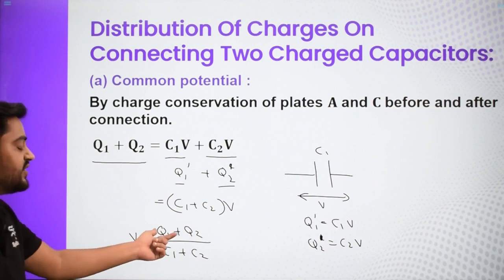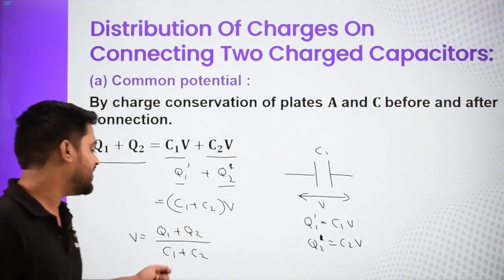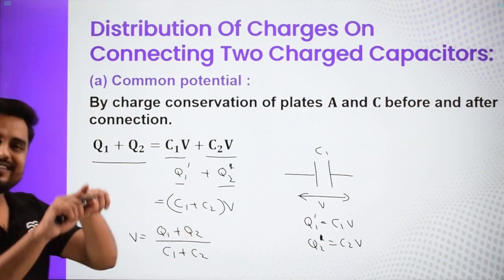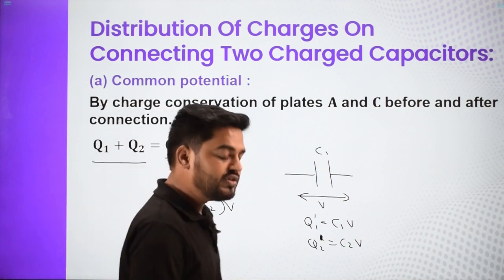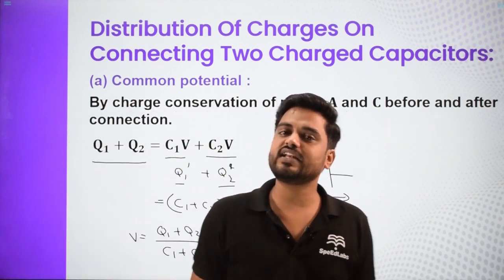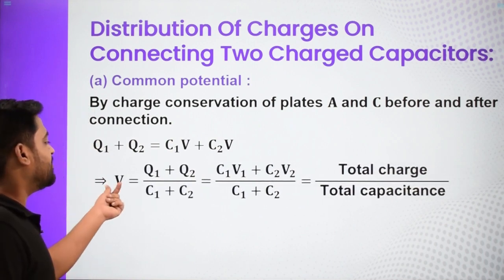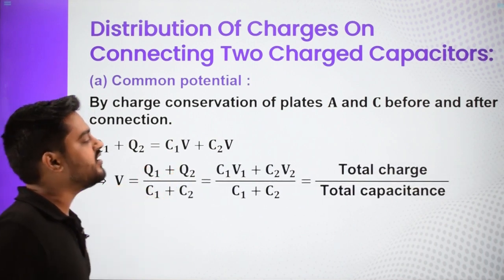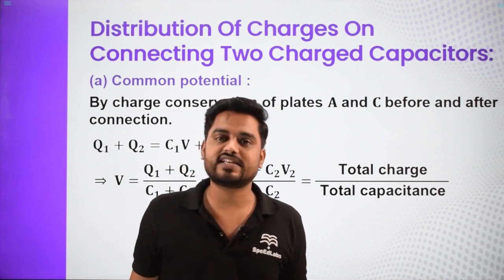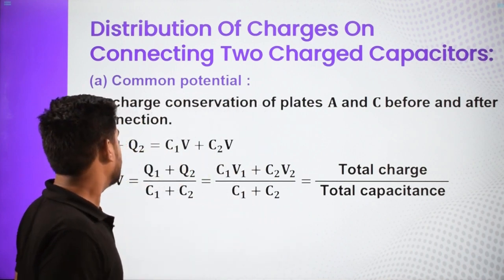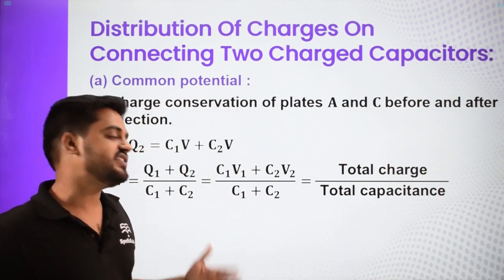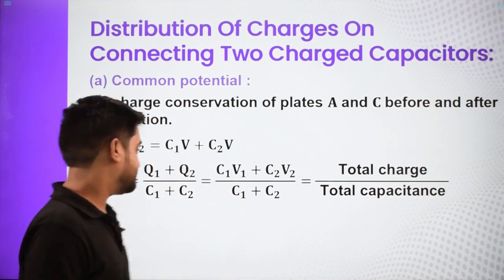Q1 plus Q2 is the total charge. And C1 plus C2 is like what? They are connected in parallel, because they have the same potential difference, so the total capacitance is C1 plus C2. So the final formula is that the potential difference is total charge upon total capacitance. It is a simple formula, and this is the common potential which is going to be at the end.